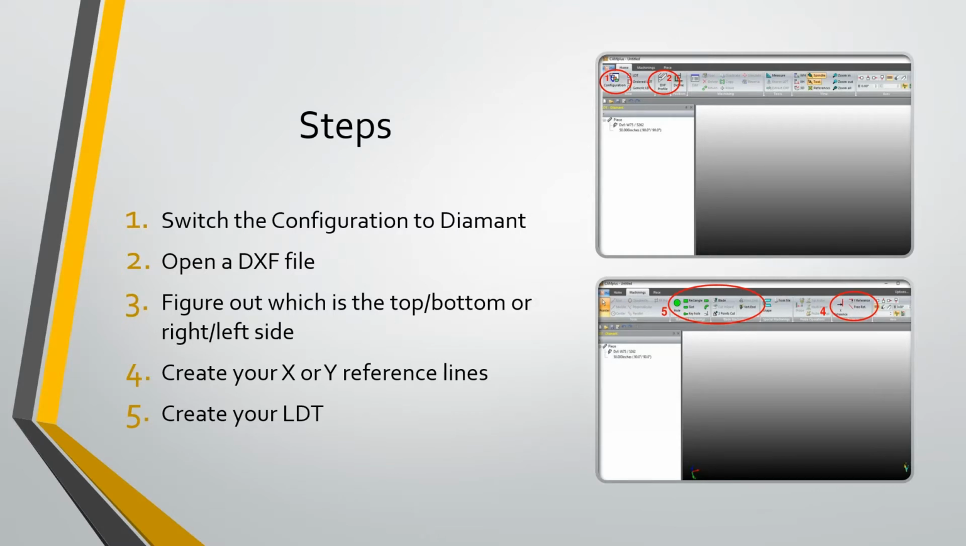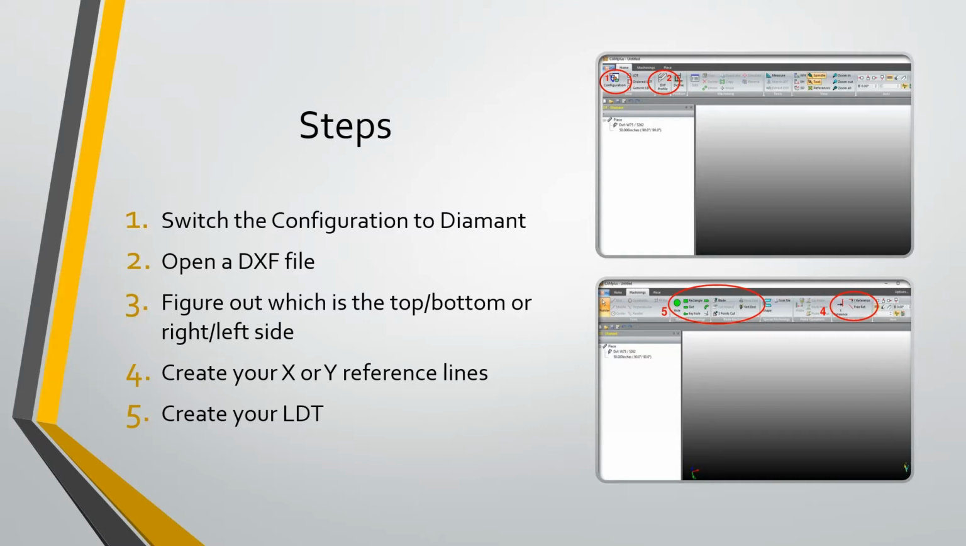Next, you want to open the DXF file of the part you want to work on, which is circled in red and labeled as step number 2 on the top right hand picture. Next, you want to figure out which is the top, bottom, or right or left side of the part in order to make sure you're creating the LDT in the correct location.